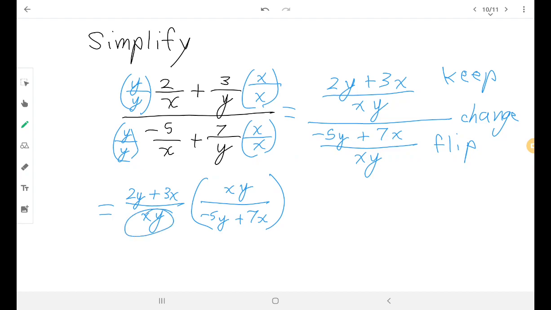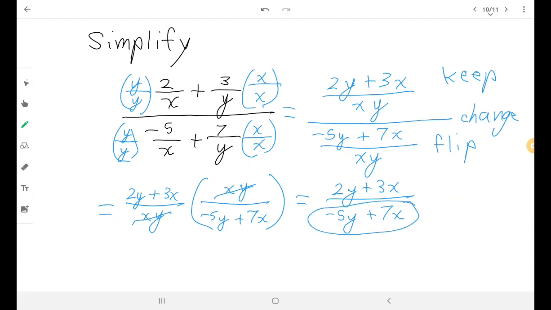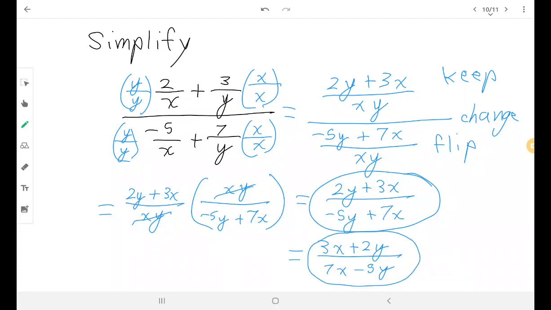Now notice I've got an xy here, an xy here, and so I can cancel those two xy's. And now I'll have 2y plus 3x over negative 5y plus 7x. And I can't factor either one of those. The most I might be able to do is take this and call it 7x minus 5y, but I mean, I suppose we could put our x's at the front and do that if you really wanted to. But this is as good of an answer as this, especially if you can see that they're both the same answer. I'll pause, let you look at that, see if there are any questions.